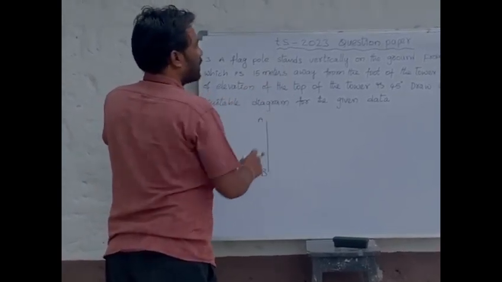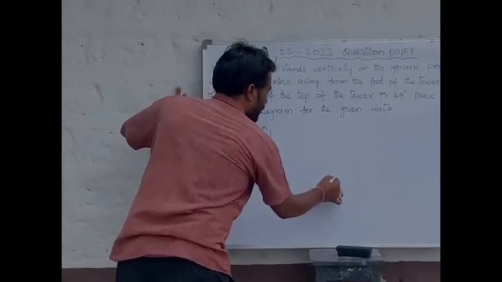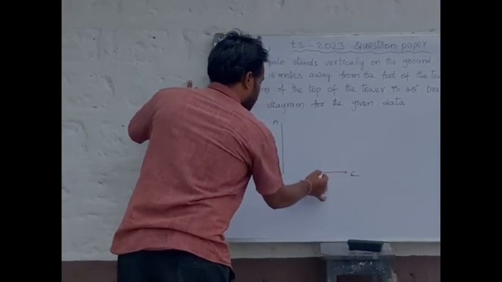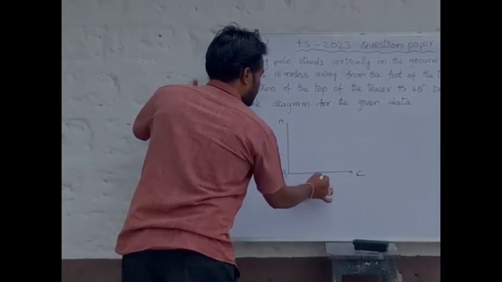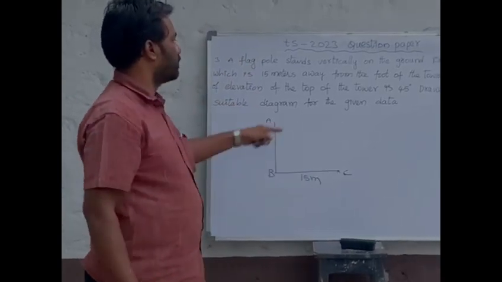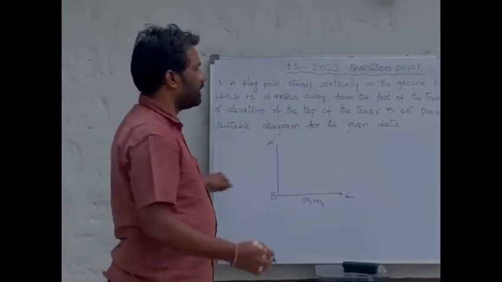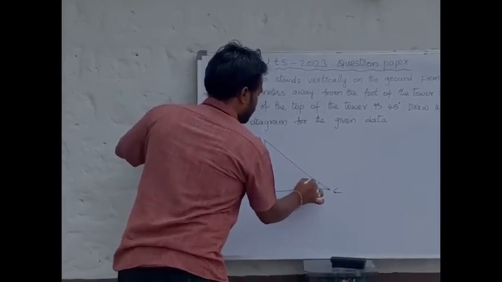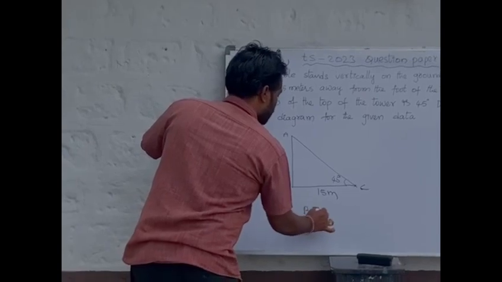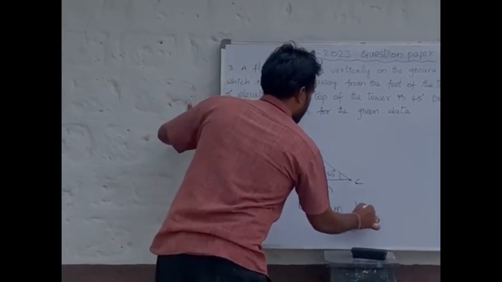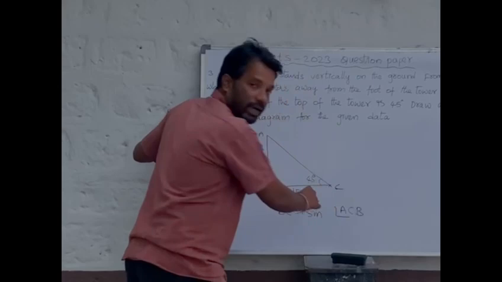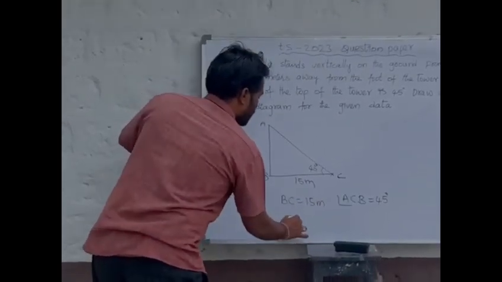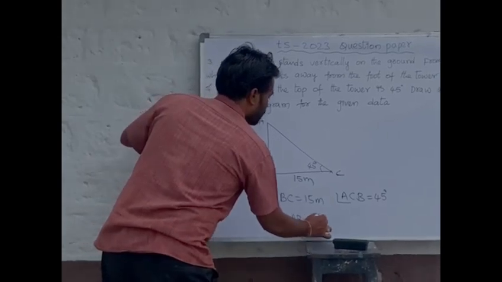From a point, this is a point, C is a point. The distance of C from the foot of the tower is 15 meters. The angle of elevation of the top of the tower is 45 degrees. So this is 45 degrees. So here BC is equal to 15 meters. Angle ACB is equal to 45 degrees. So AB is the tower.